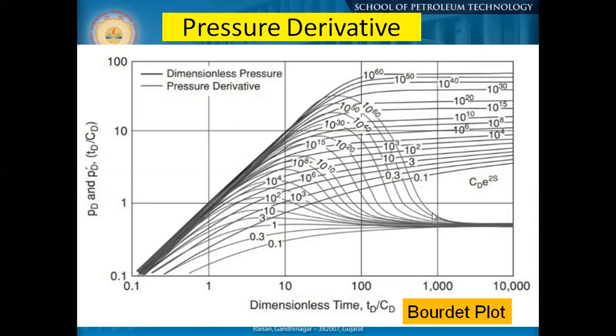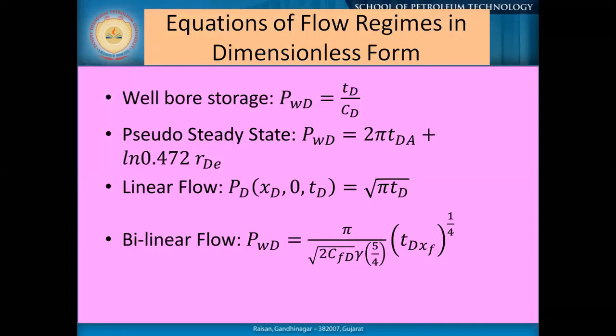spherical flow, minus slope. Then again it is coming to slope 0. Okay, derivative is coming flat. That means we are in the infinitely acting domain. So that we have discussed. And again, after the infinitely acting domain, the graph may change depending on the support system in the boundary. Okay, so this part we have discussed.